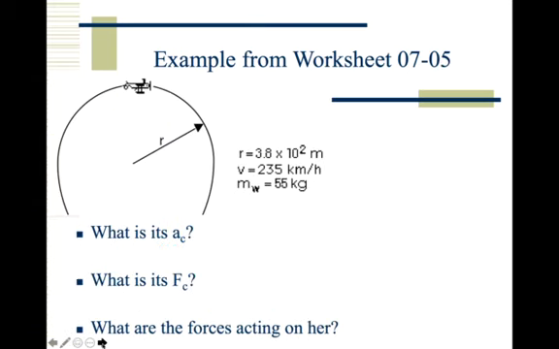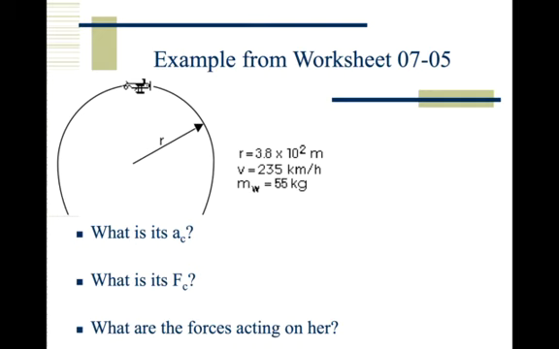Worksheet 5 has another interesting problem. We have a pilot, and she's flying her plane in an upside-down loop. And the questions are, what forces are acting on the pilot as she does this loop? We're given the radius, we're given the velocity of the plane, and we're given her mass, which is 55 kilograms.